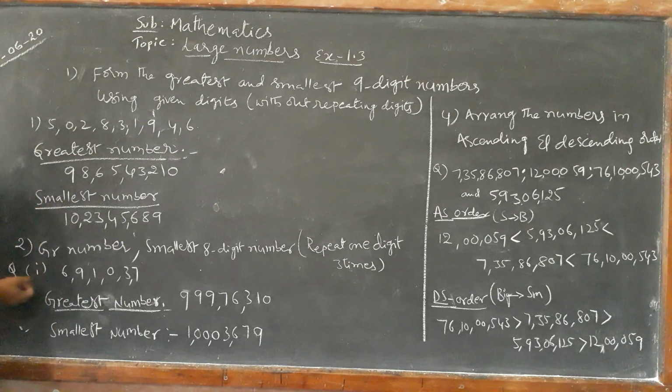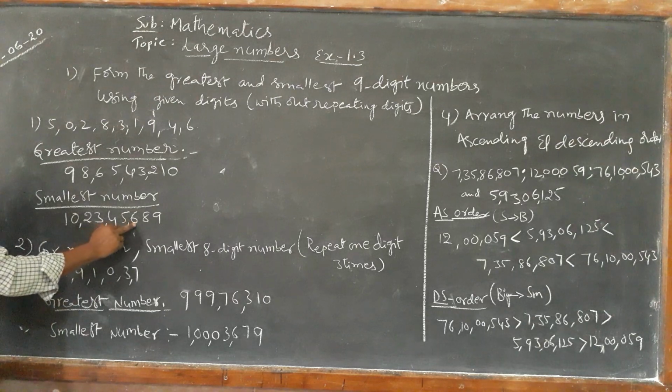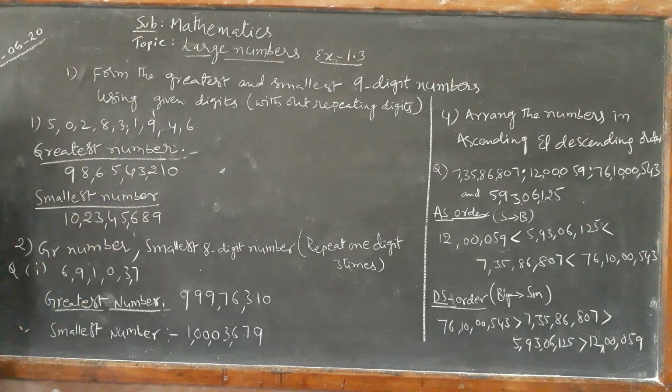Now what is the smallest number found here? 10 crore 23 lakhs 45,689. Now next question. What is the next question?